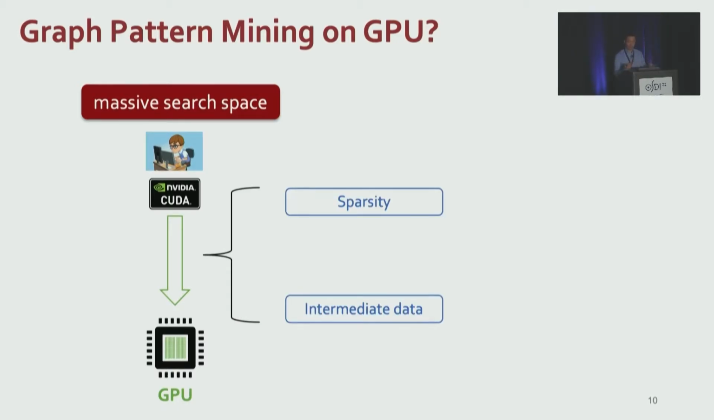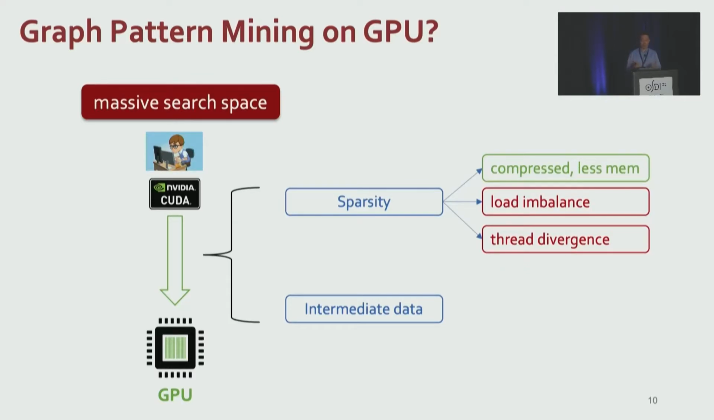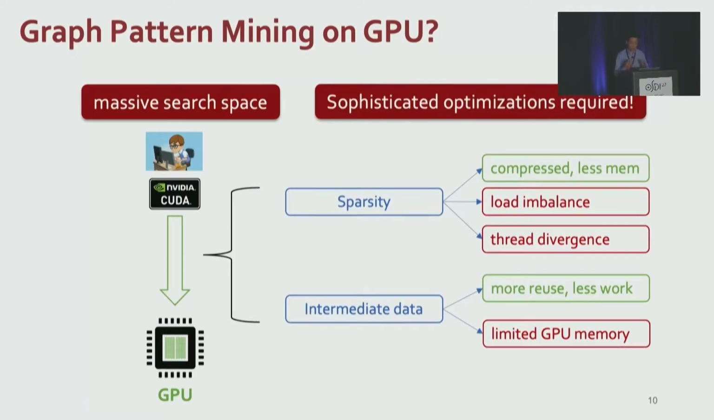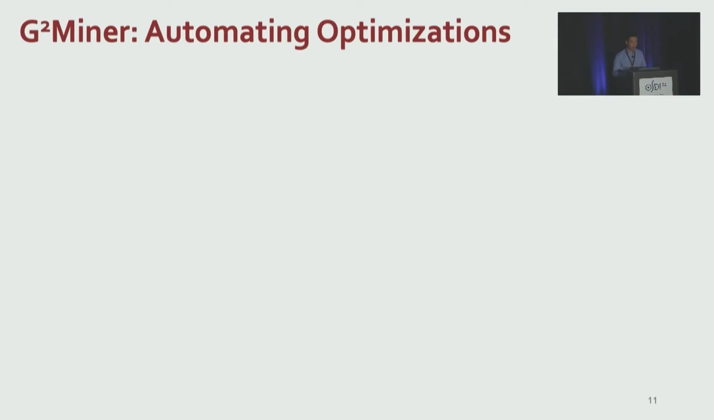But we know that the graphs are sparse, and this will cause a lot of issues on the GPU, such as load imbalance, thread divergence, and so on. And also, we need to maintain the intermediate data, and we know that GPU has very limited memory capacity compared to the CPUs. So that requires us to carefully manage the GPU memory usage. Overall, in order to achieve high performance, we need to implement sophisticated optimizations, which is quite difficult for domain users who are not necessarily GPU programming experts.